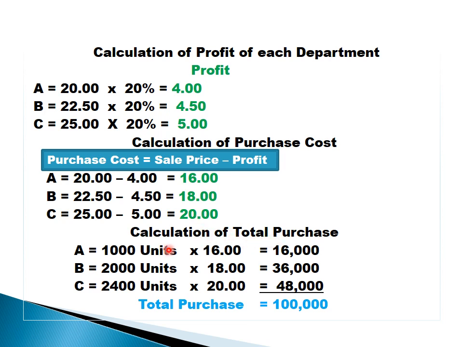Calculation of total purchase: 1000 units into purchase cost 16, that is 16,000. 2000 units of B into purchase cost 18, 36,000. C 24,000 units purchased at 20 rupee per unit purchase cost, 48,000. If you total, you get the question information, 1 lakh. So thereby we can prove that the answer is correct. So can you try this problem on your own with a brief explanation?